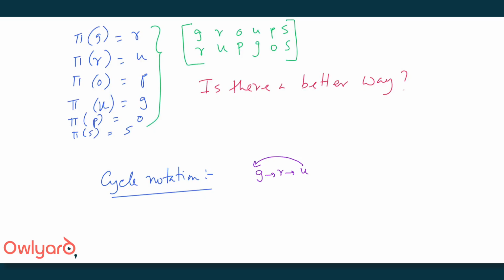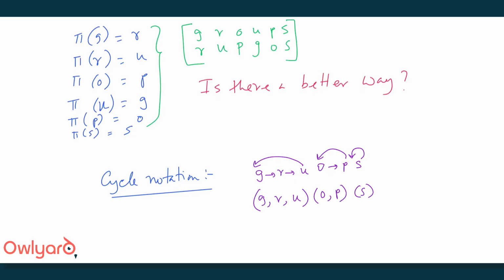Okay. Now, what about what is left? O, P, and S. So where does O go? If you apply it on O, O actually goes to P, and P goes back to O. And S is the only element that goes back to itself. Well, now this picture exhaustively and sufficiently can represent a specific permutation. And simplifying it a little bit, we can write it like this: G comma R comma U. This is a tuple, and then O comma P and S.